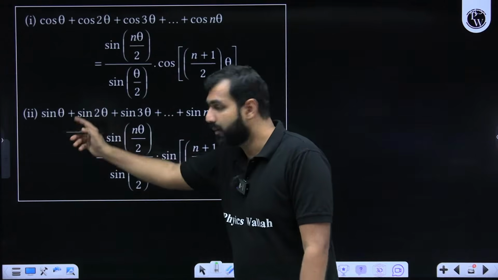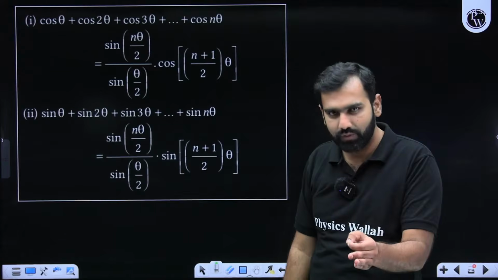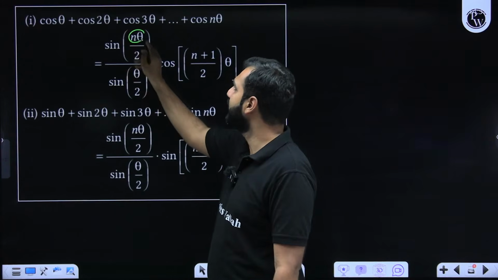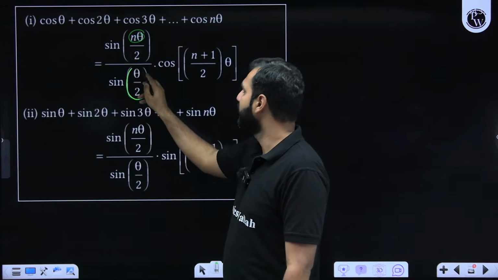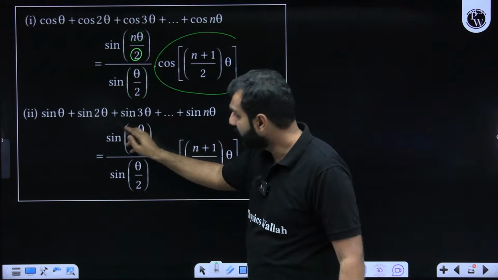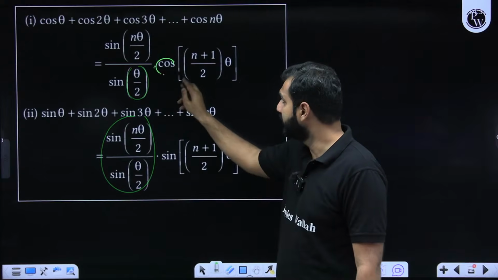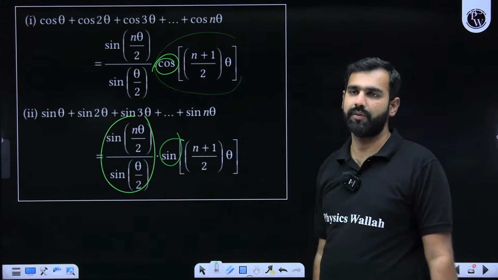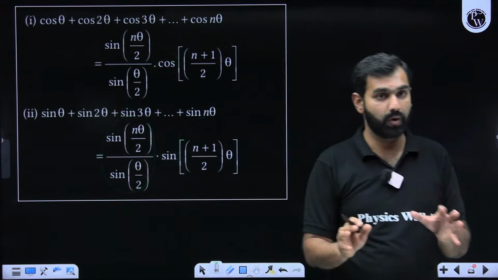Similarly, if angles are in AP for sine as well, then there is a standard formula. It says sine n theta by 2 divided by sine theta by 2 times whole of cos of this. The same you do for sine as well. This sine and sine remain the same. Only instead of this cos, sine comes into the picture for this formula. I hope you remember that.